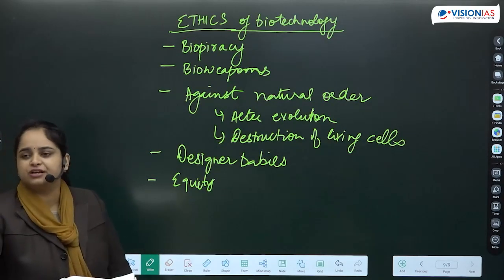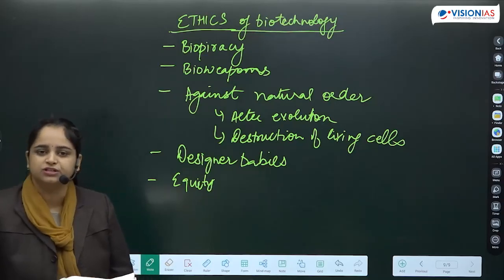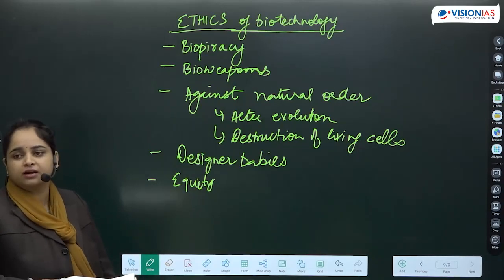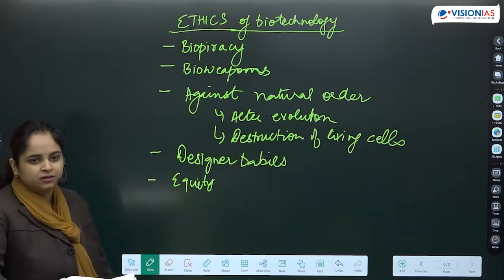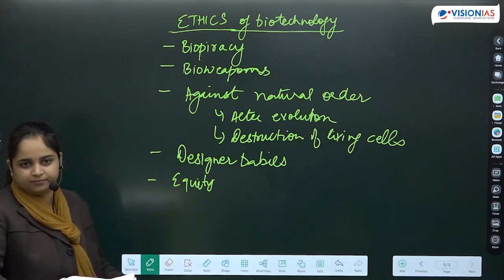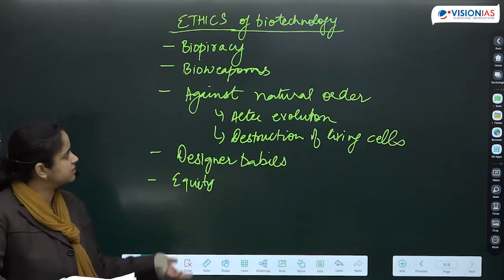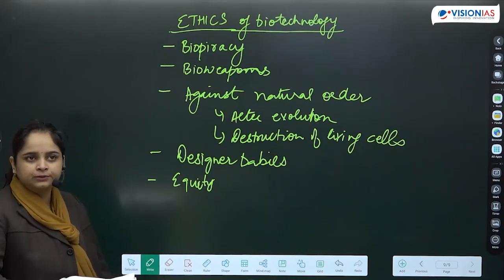So one ethical issue with the use of this technology would be that it does not really benefit everyone equally, as technology is supposed to be helping. Okay, so that will be another ethical issue.